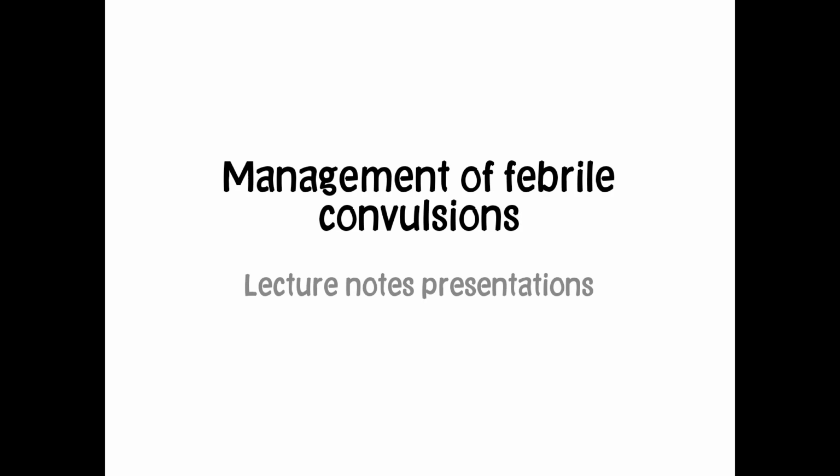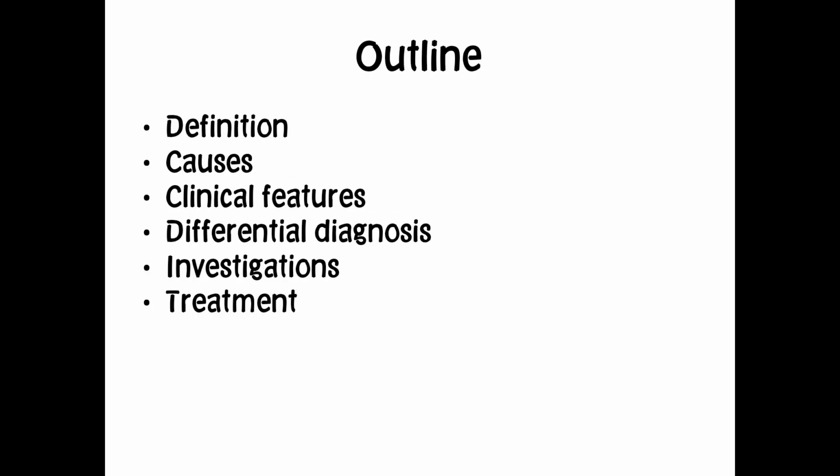Today we are going to discuss management of febrile convulsions. Febrile means that there is high body temperature, most probably above 38.5 degrees Celsius, and convulsion is when the person is having tonic-clonic seizures. Our learning outline will begin with the definition of febrile convulsions, causes, clinical features, differential diagnosis, investigations done in febrile convulsions, and then the treatment of febrile convulsions.